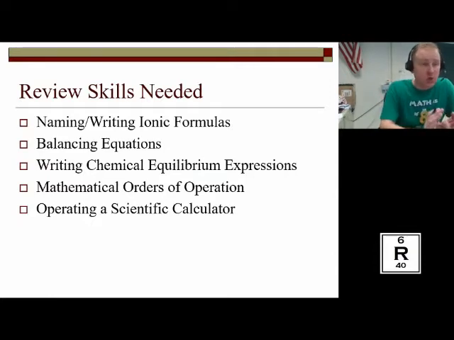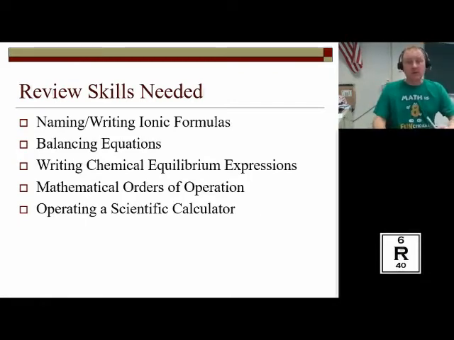To do this, we're going to have to rely on some skills that we should know at this point. And these skills are, first, naming and writing ionic formulas. This is something that we did back in topic 6, I believe. You got to be able to write and name ionic formulas, so we'll talk about that in a little bit. You need to be able to balance equations. Writing chemical equilibrium expressions. This is what we've been doing in the prior lessons with this topic. And you're going to have to be able to remember and apply your mathematical order of operations. So when do you divide, when do you use the powers and the roots of things? And finally, you got to be comfortable using your scientific calculator.